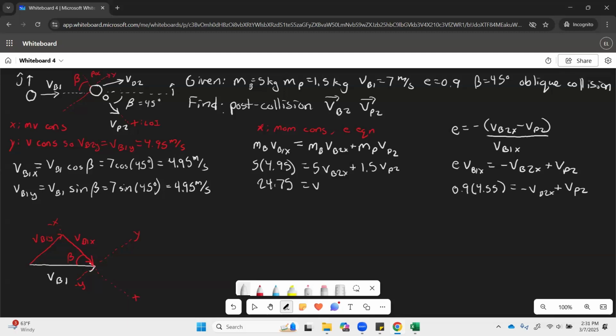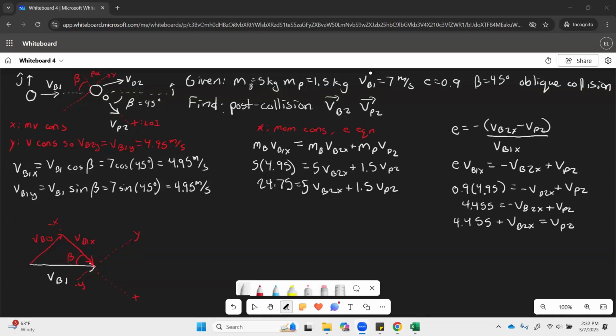24.75 equals VB2x plus 1.5 VP2. And then 0.9 times 4.55 is 4.455, equals negative VB2x plus VP2. So rearranging this, we have 4.455 plus VB2x equals VP2.